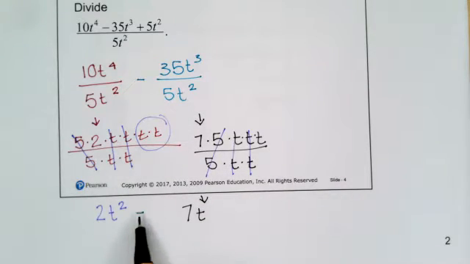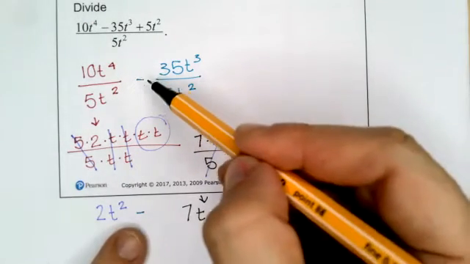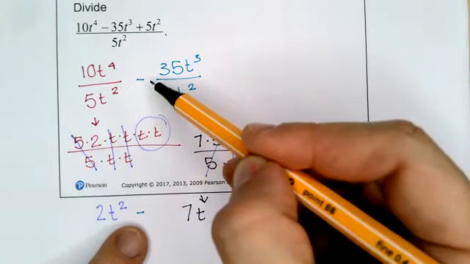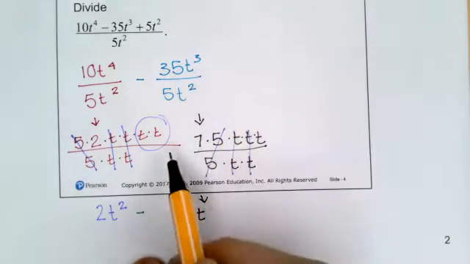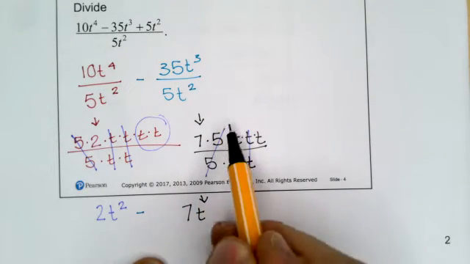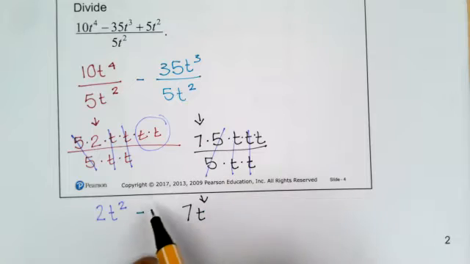Good. So we have 2t squared minus 7t because that was a negative. Okay. Or you could say it's a negative 35. Then that's a negative 7, positive 5. You cancel out the positive 5s. You still have that negative 7. Okay.